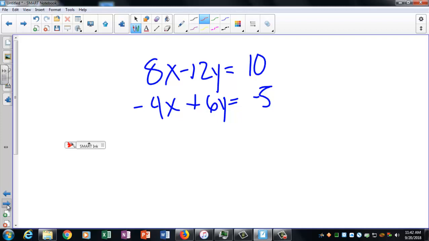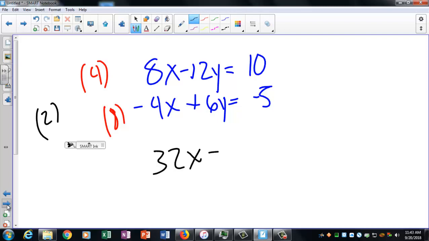I'm going to be consistent in my message. I'm going to multiply the top equation by 4, the bottom equation by 8. You could just as easily use 2 down here, and that would make the bottom piece negative 8x, and then they would cancel. Does that make sense? But I'm going to be consistent with my message, which has been to just take whatever the x is on each one and multiply the other equation by that. All right? What you get is 32x minus 48y equals 40.